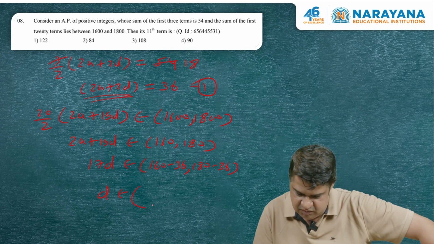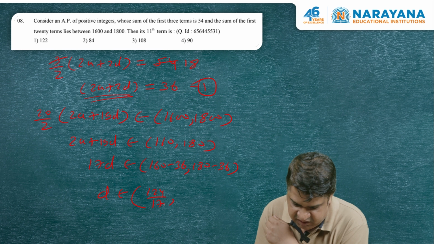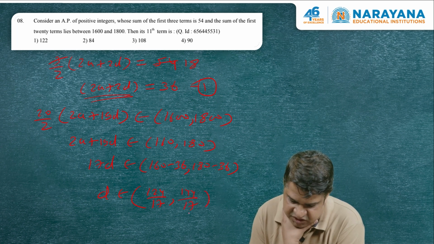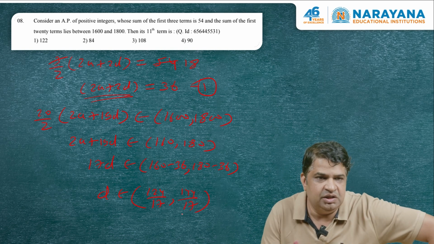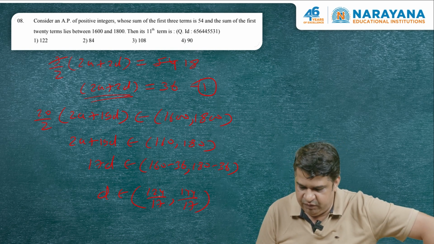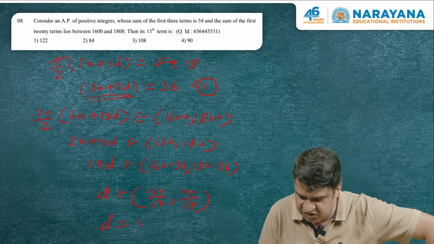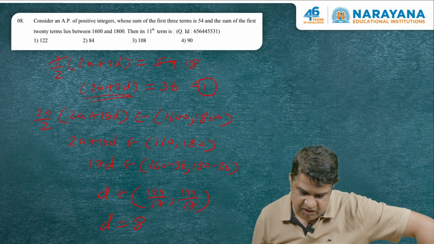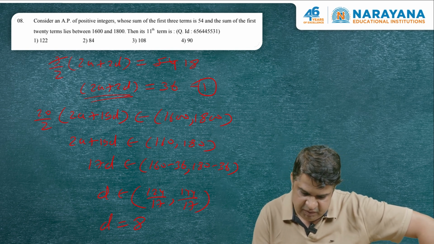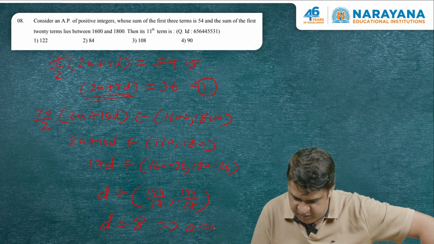So, d will become, what is 160 minus 36? It is 124 by 17, and 180 minus 36 is 144 by 17, and as it is given that it is a series of positive integers, and from 124 by 17 to 144 by 17 only one integer exists, that is 8. So, common difference becomes 8, and because a plus d is equal to 18, obviously a will become 10.